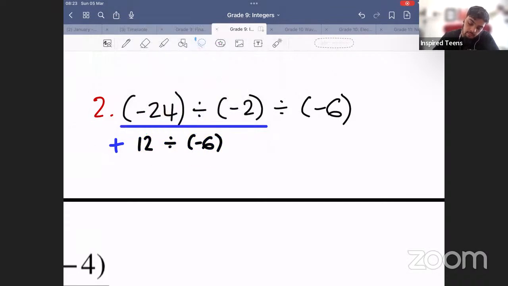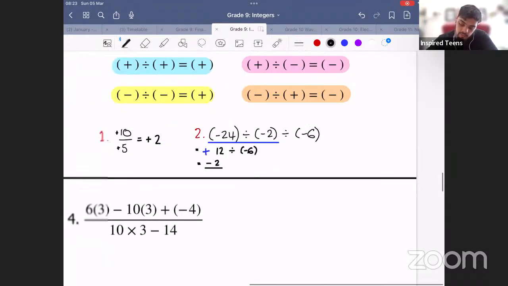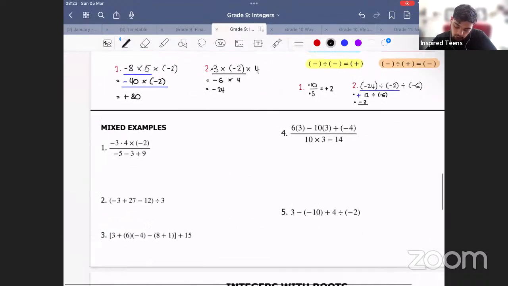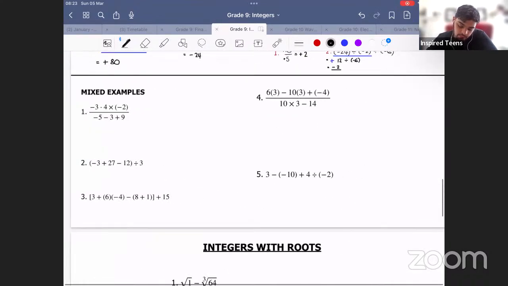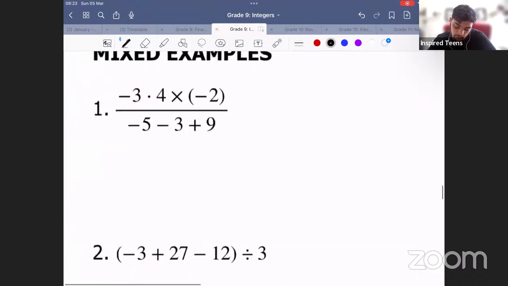Okay, so I have positive 12 divided by negative 6, the overall answer is going to be negative, so negative 12 divided by 6 is 2. Okay, I think maybe this is more like the examples you're probably used to. Let's do number 1 and number 4, and then we can move on.